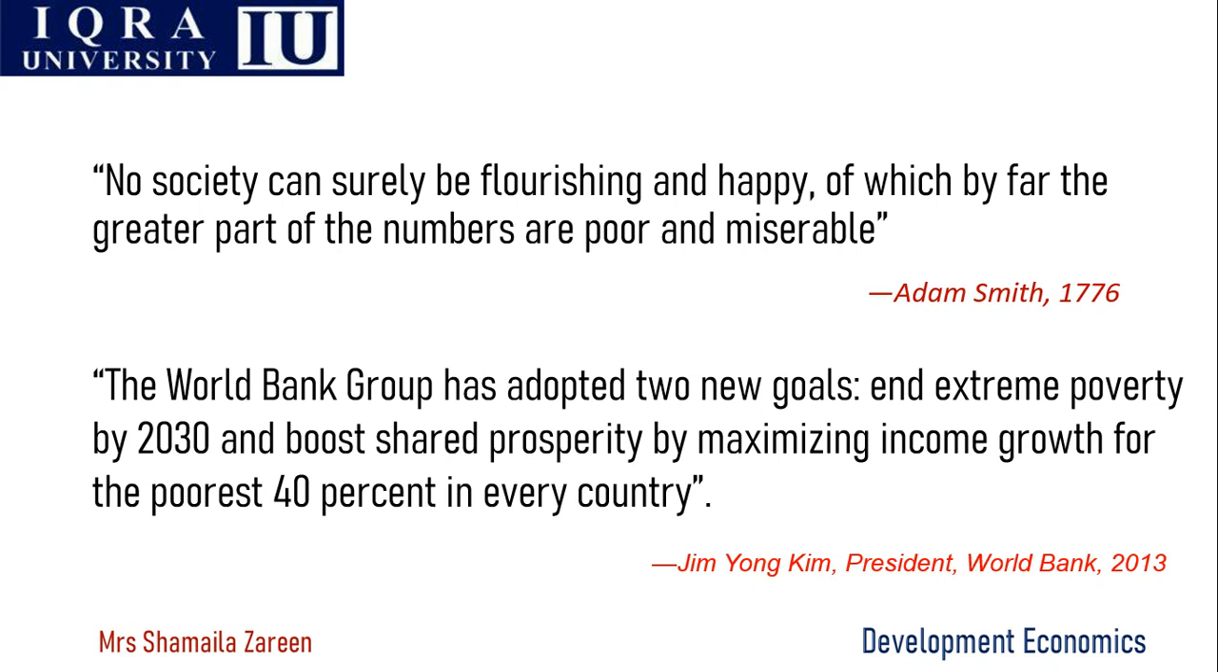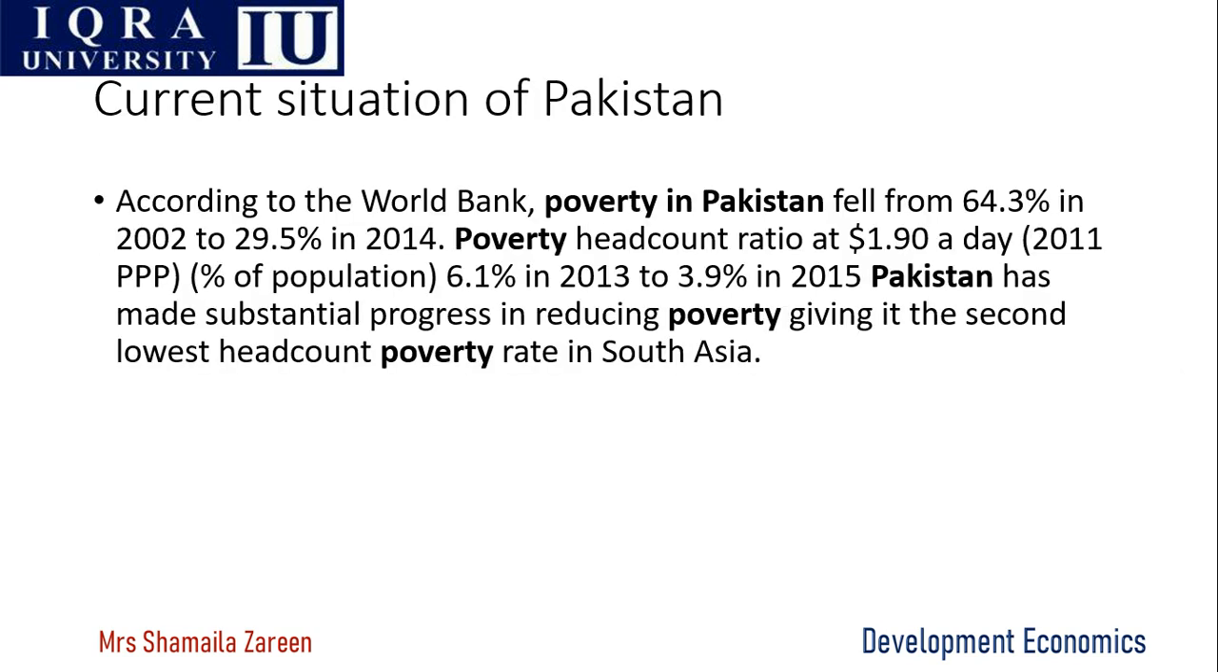The definition was given by the World Bank in 2013, that the World Bank has adopted two new goals: end extreme poverty by 2030, and boost shared prosperity by maximizing income growth for the poorest 40% in every country. It means their first goal is to end extreme poverty first of all, and then you can think about how to increase income growth.